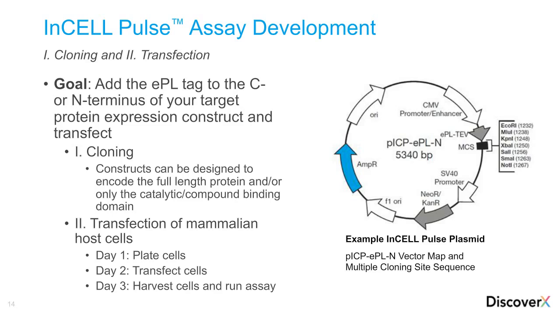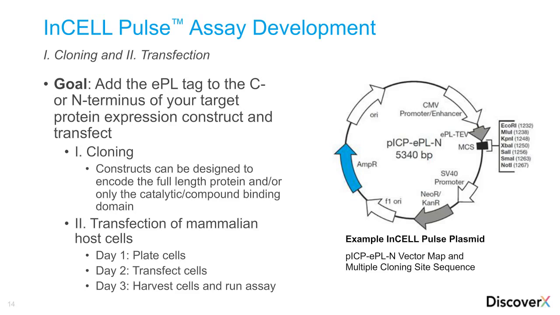All right, so the first phase is cloning and transfection. The goal of this step is to add the EPL or the pro-label tag to the C or N terminus of your target protein expression construct, and transfect. We definitely provide the vectors for this. You could take your target, it could be full length, or it could be just a specific domain. For instance, the catalytic domain, or the ATP binding site of a kinase. You want to do the cloning step and then the transient transfection, which takes place over about 3 days.